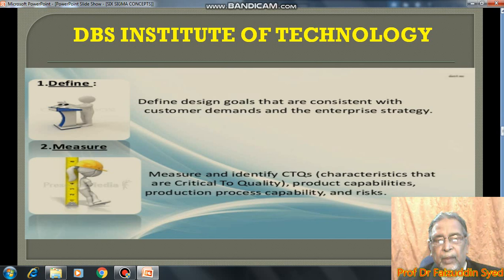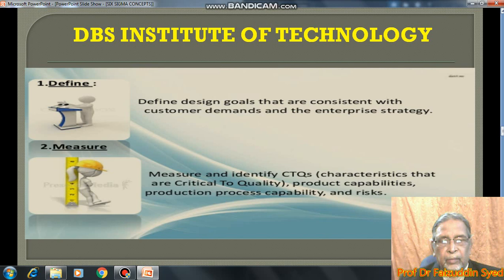Number 1, define. Define design goals that are consistent with customer demands and the enterprise strategy. Number 2, measure. Measure and identify CTQs, that is, characteristics that are critical to quality. Product capabilities, production process capabilities, and risks.